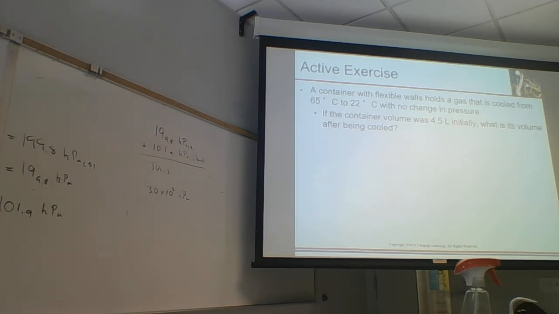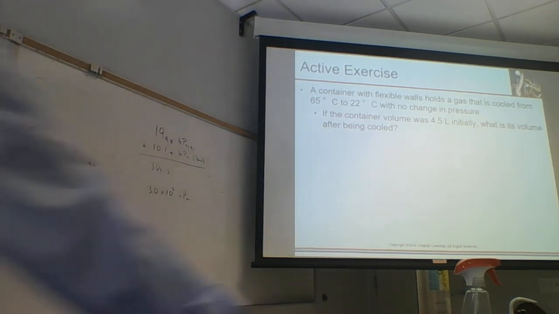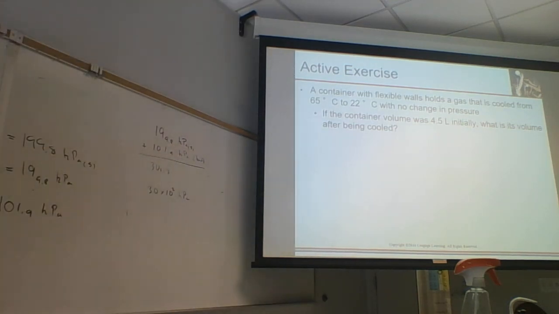And so what's the volume going to come out to? And we'll do a 295 divided by 338 times 4.5. And I get 3.92. 3.92 liters, which just goes around to 3.9 liters.